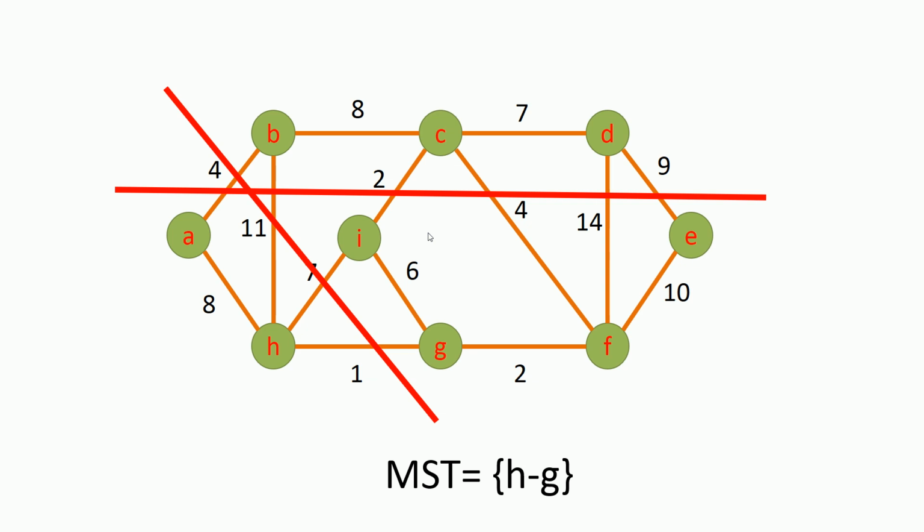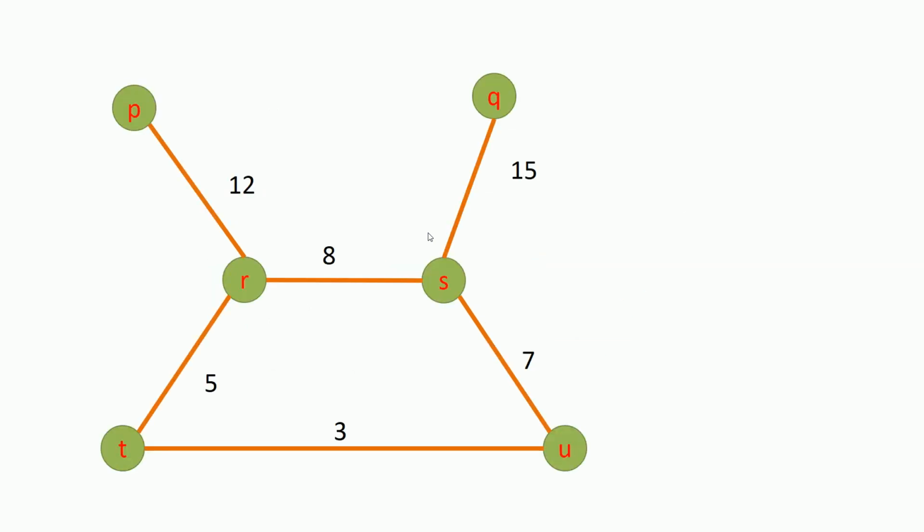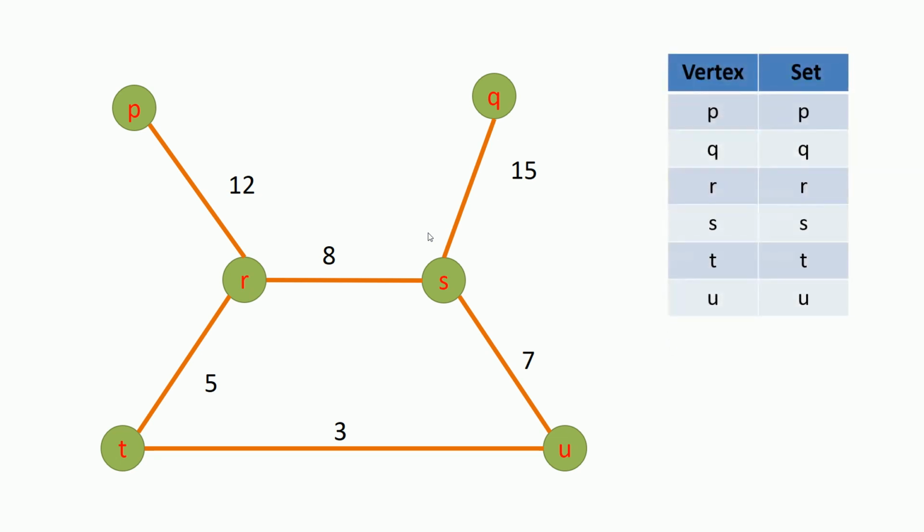Now, before moving into our pseudocode, let's perform this operation. So here I have a graph. I'm going to apply the previously mentioned technique to find the MST for this graph. Here we have a table which maintains the vertices and the current set that each vertex belongs to. So initially all the vertices' sets have been set to their own value.